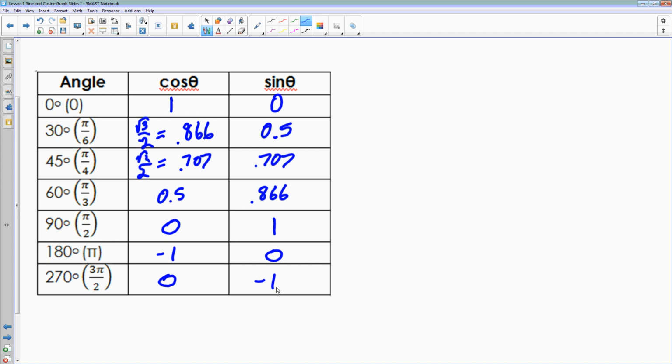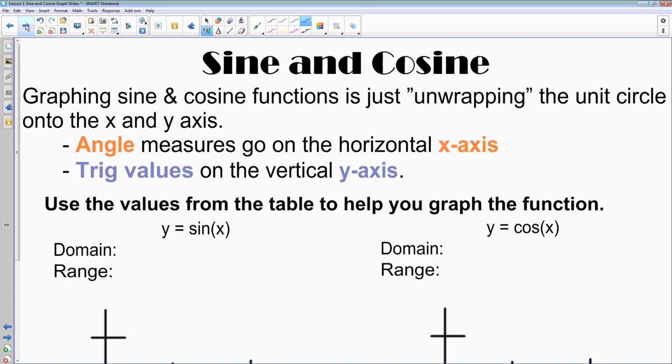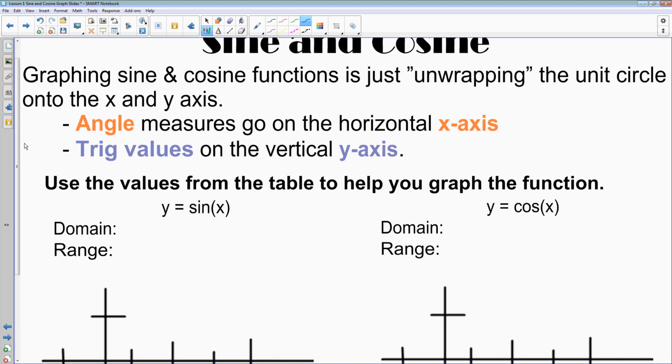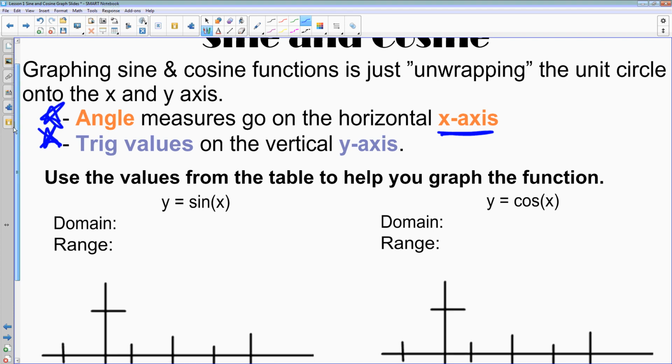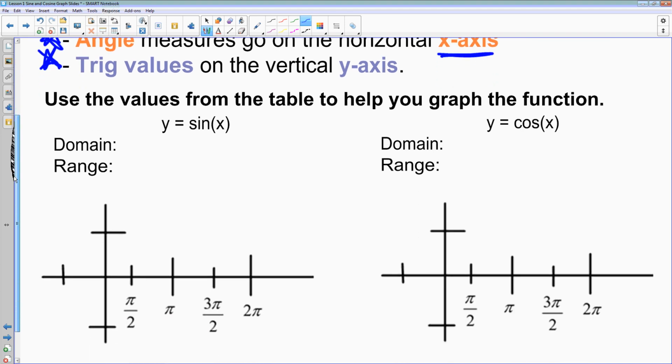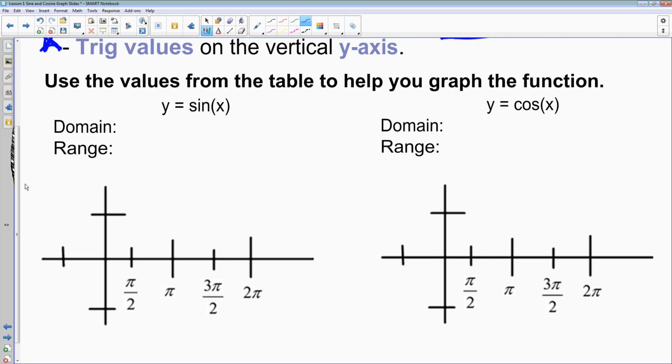So we're going to be using all of these values here in just a moment to build a graph, okay? So don't lose these values, hang on to them off to the side. So when we graph sine and cosine functions, we're just unwrapping the unit circle onto the x and y axis. All right, so our angle measurements, what I gave you on the left of that chart, are going to go on the x axis, whereas your trig values, what we get out when we plug in those angle values, are going to go on the vertical y axis. All right, so now we're going to graph using those tables.